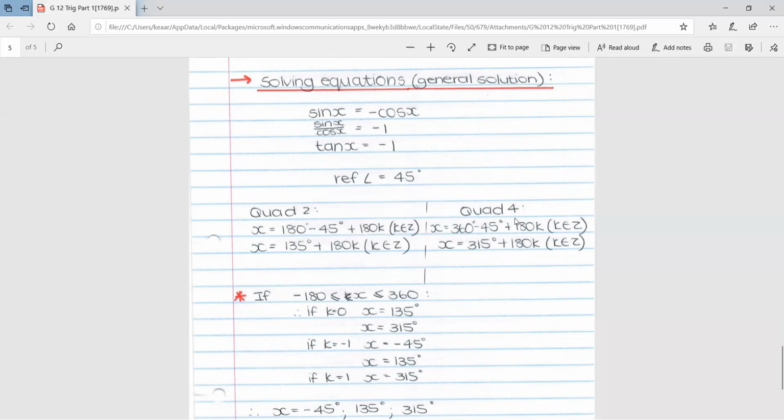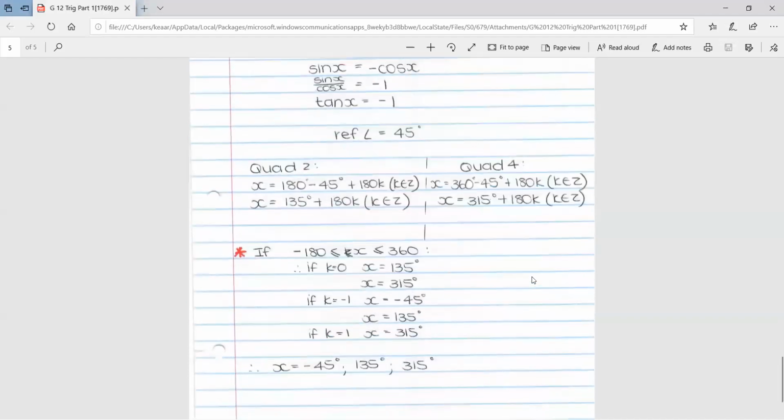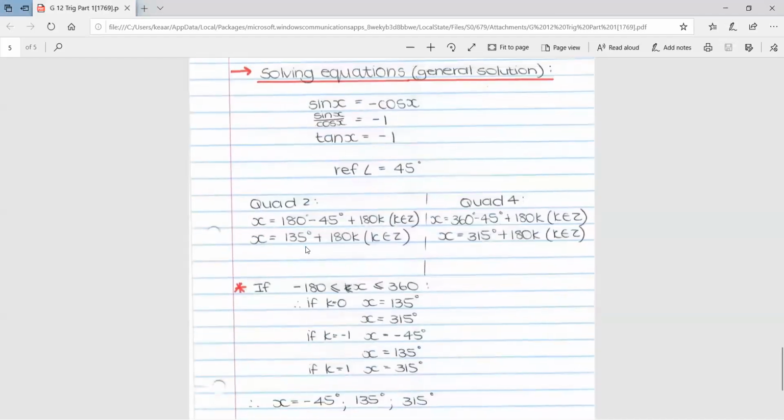Then the rule for quadrant 4 is 360 minus theta. So we're going to say x equals 360 minus 45 plus 180k. K is an element of Z. If this was sine or cos, we would have used plus 360k. We then simplify it to be x equals 135 plus 180k, k is an element of Z, and x equals 315 plus 180k, k is an element of Z. Now, if they just wanted the general solutions, we stop here.